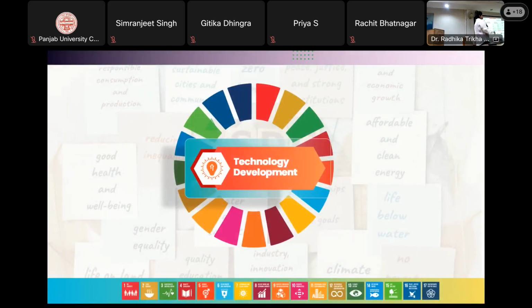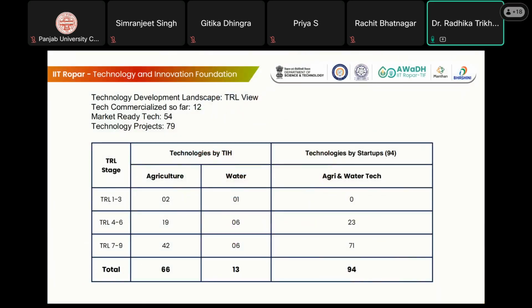Then, just to showcase what work we are doing, these are a few numbers of technologies that we have already developed from various technology readiness levels. 1 to 3 is the technology that is being developed in the lab itself. From 4 to 6, you are actually validating it, experimenting with it in actual environmental conditions. And 7 to 9 is where you are making yourself ready to hit the market. So this is the number of technologies that we have developed, working at different TRL levels.